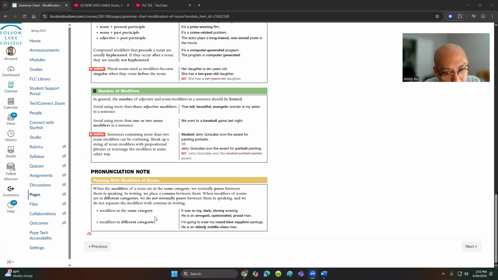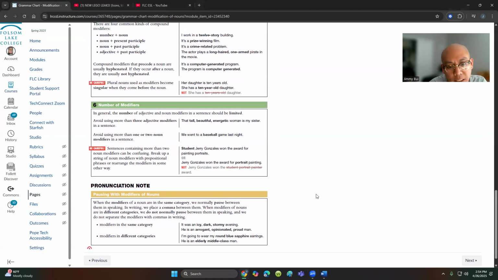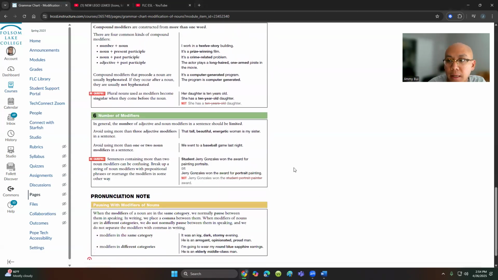Modifiers in the same category. It was an icy, dark, stormy evening. He is an arrogant, opinionated, proud man. So there are commas, right? But when they are a part of a different category, we don't use commas. So I'm going to wear my round blue sapphire earrings. He is an elderly, middle class man. There are no commas there, right?